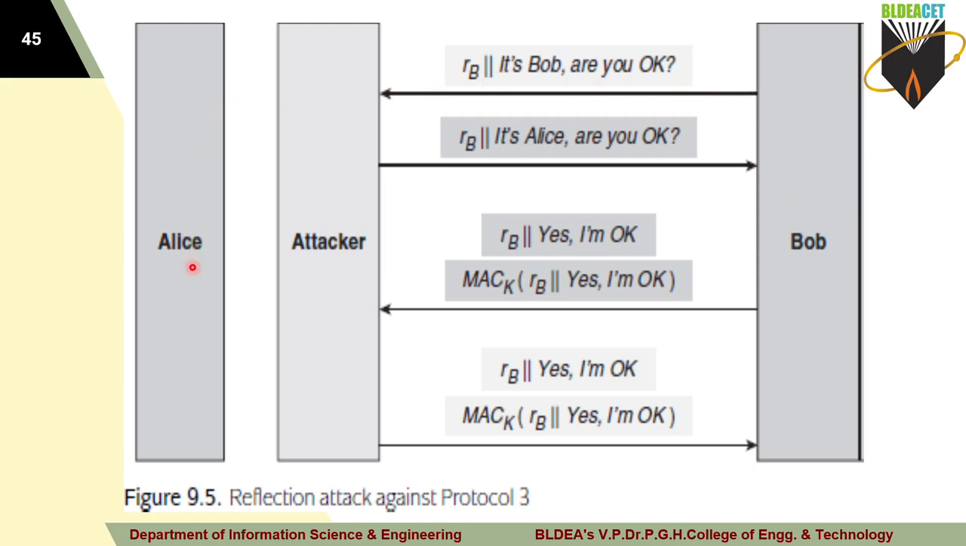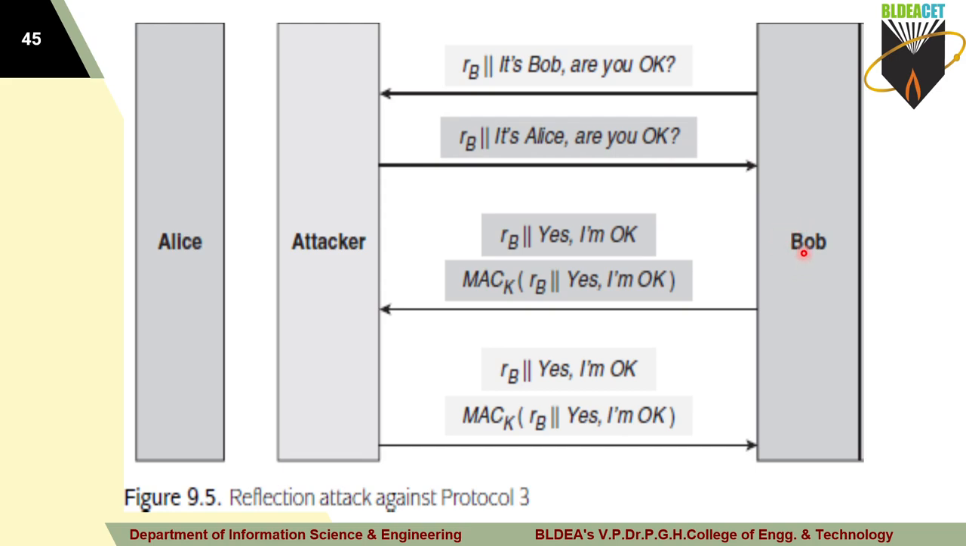Instead of being received by Alice, the attacker will receive the message and send the reply here: RP, it's Alice, are you okay? It just gives the identification as Alice and a nonce that was already generated by Bob, and the same message it sends to Bob here.